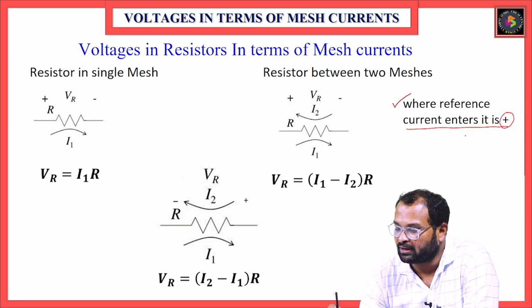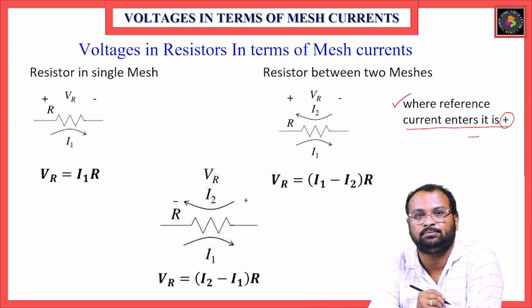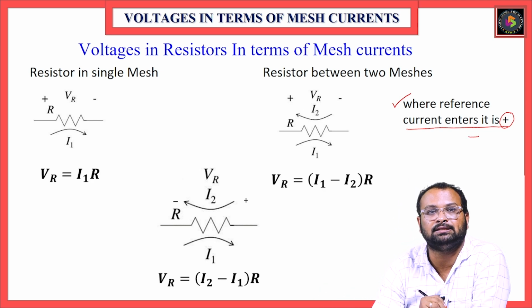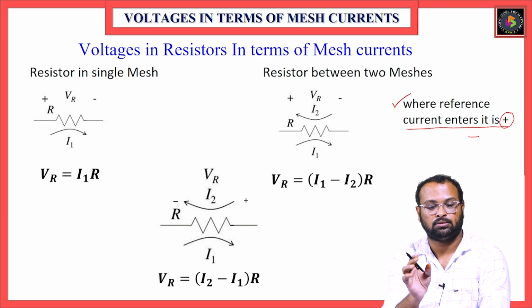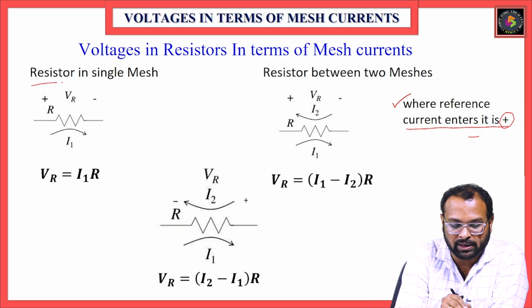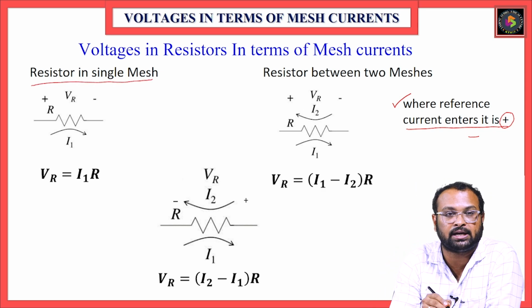Where it is leaving, that is considered as a minus. Suppose a resistor is in a single mesh; the first case I am considering is a resistor in a single mesh.